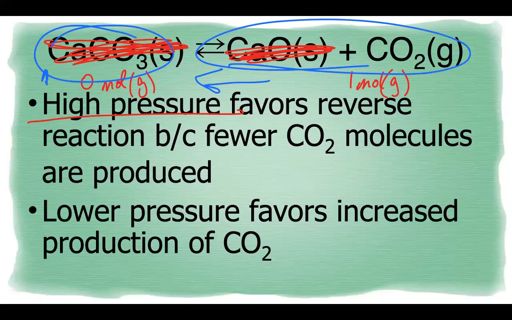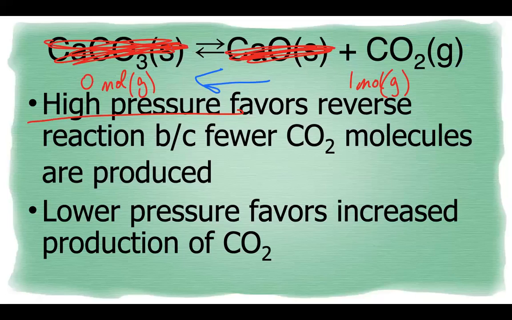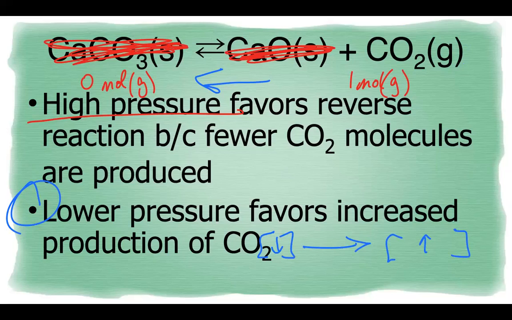If you lower the pressure for this example, the system wants to increase that pressure back to what it was before. How is it going to increase pressure? It's going to have to produce more gas. More gas means more pressure. So the forward reaction rate is going to increase, and you will have a new equilibrium established with a higher concentration of products and a lower concentration of reactants.